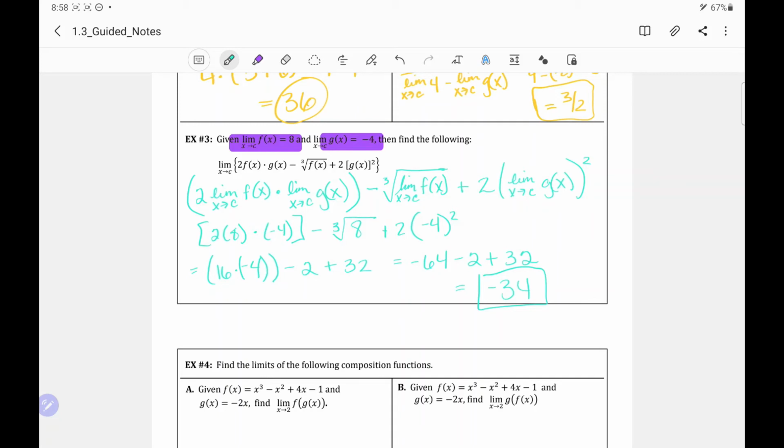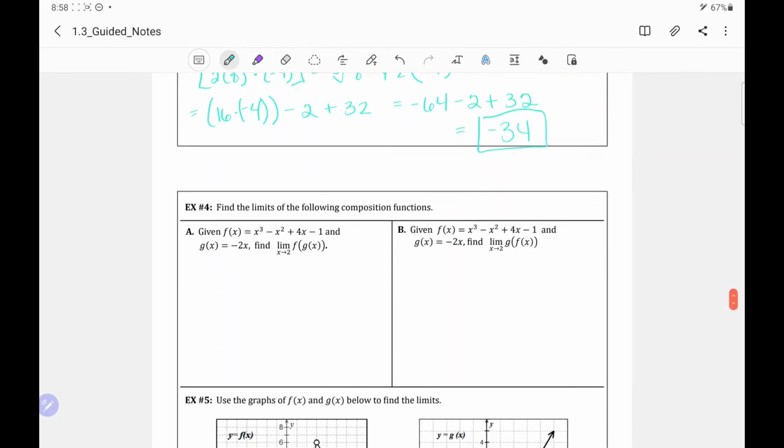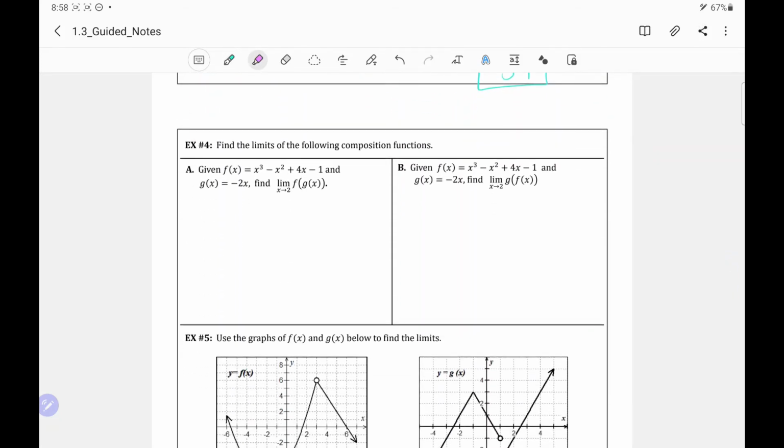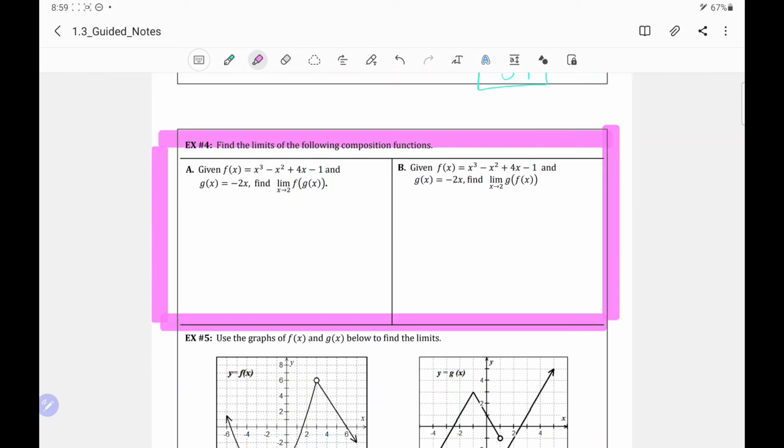Let's come down to example 4 now. On example 4, this is something that we actually haven't done yet, and it's going to be taught more directly in the next few lessons. So I'm going to put a little box around this. I want you to go ahead and do these two problems. This might seem a little bit rushed, but it's actually pretty simple, so I have full confidence that you'll be able to do it just fine.